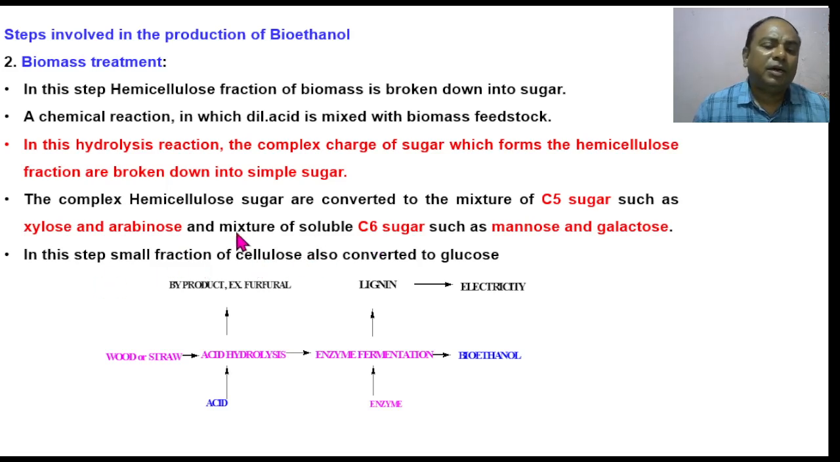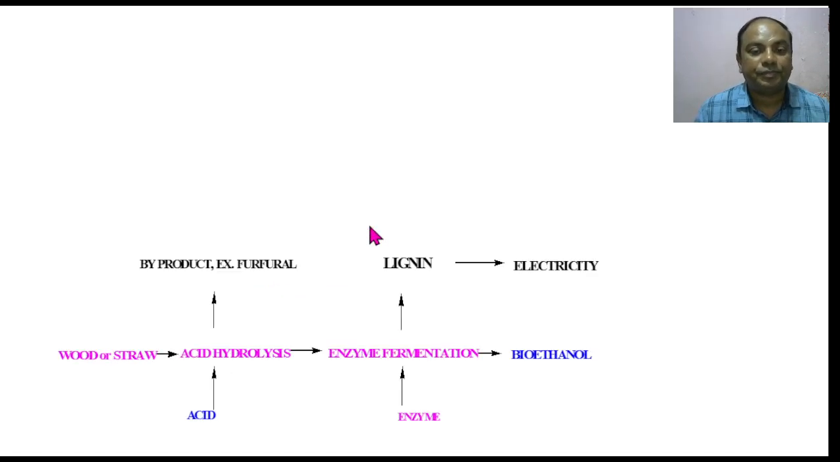Similarly, some amount of cellulose is also converted to glucose in this step. When we hydrolyze hemicellulose in the presence of acid, not only does hemicellulose get hydrolyzed, but cellulose also gets converted into glucose molecules.